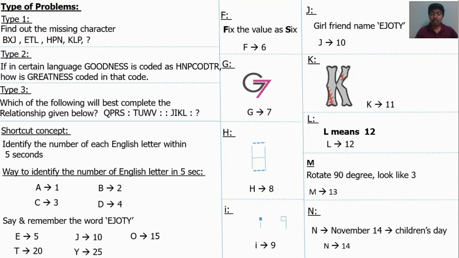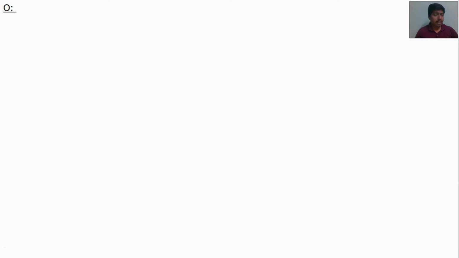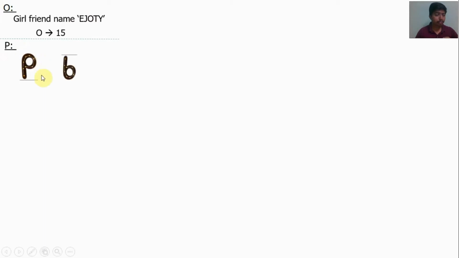Then O. Already remember Ijoti, the girlfriend name. E is 5, J is 10, O means 15. The position of O is 15. Then P. The shape of P is like a 6. If you rotate this, it looks like 6. So the position of P is 16.